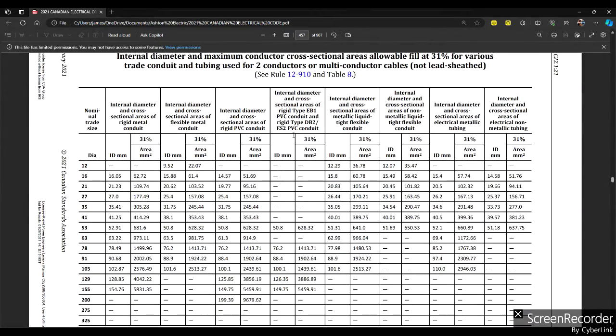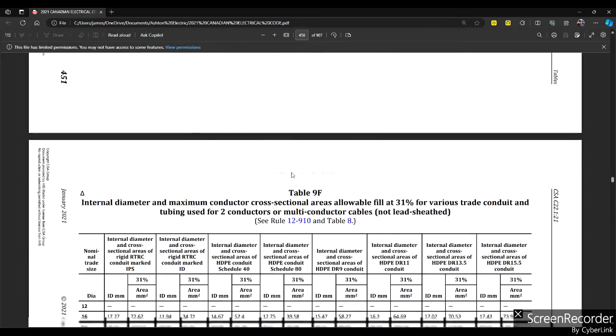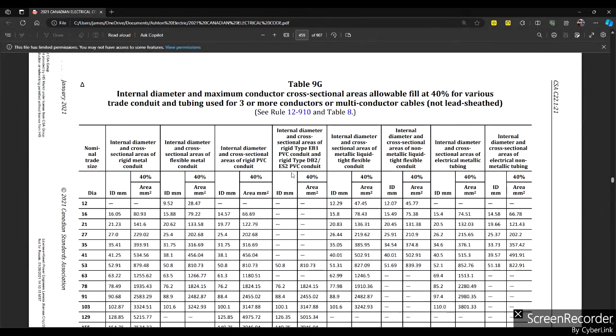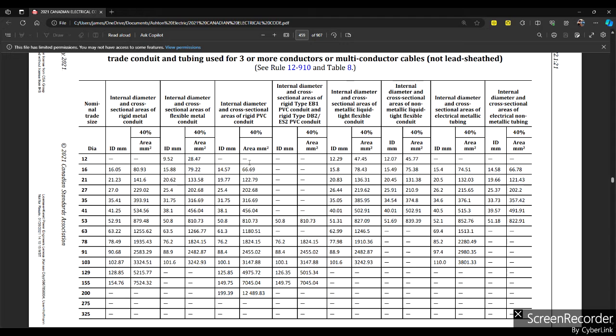Keep on going, now we're based on 31%, and you get to 9G. This is where you're going to spend most of your time, because the majority of us are going to be installing 3 or more conductors in a raceway. So you always hear the term out in the field, 40% conduit fill.